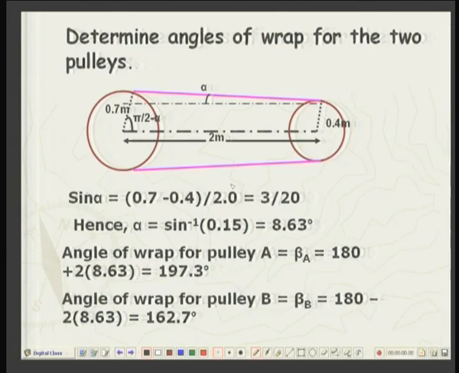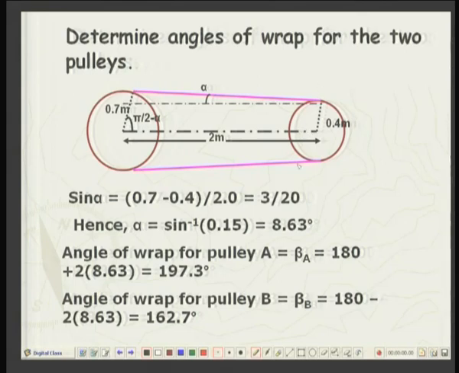Well, first of all, we have to determine the angle of wrap on both the pulleys. For this, we make use of the geometry of the problem. The distance between the centers of the pulleys is given as 2 meters. The radius of the larger pulley is 0.7 meters, and of the smaller pulley it is 0.4 meter.